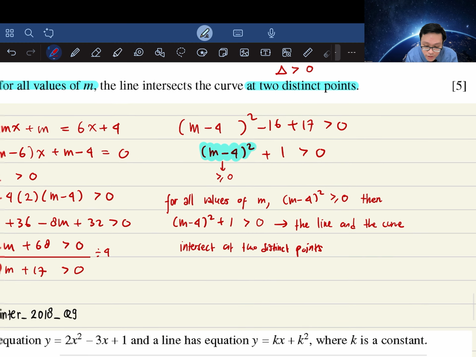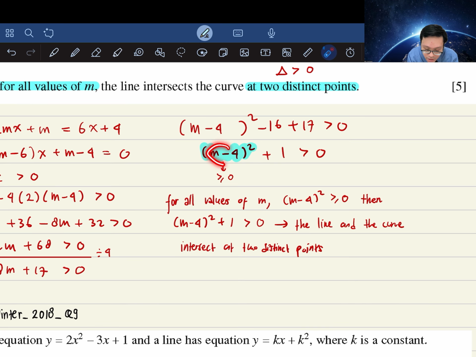So no matter what value of m you put here, it's always a square. That means it's always greater than or equal to 0, and then you add 1. So the minimum before was 0, now it's 1. So it's always greater than 0 in total. So that means for any value of m that you put, the line intersects the curve always at 2 distinct points, because this is always true, no matter what value of m you put.